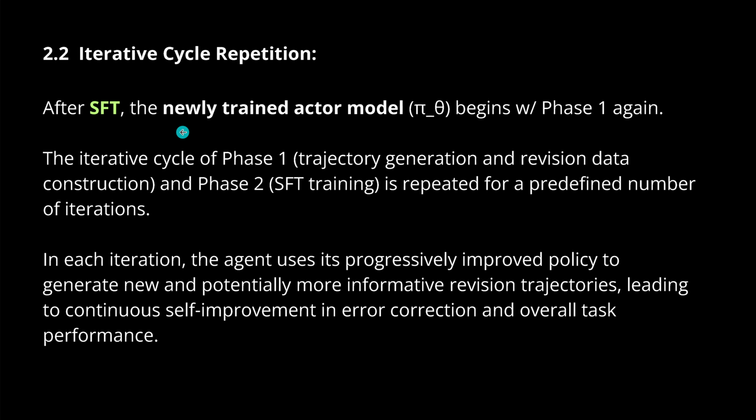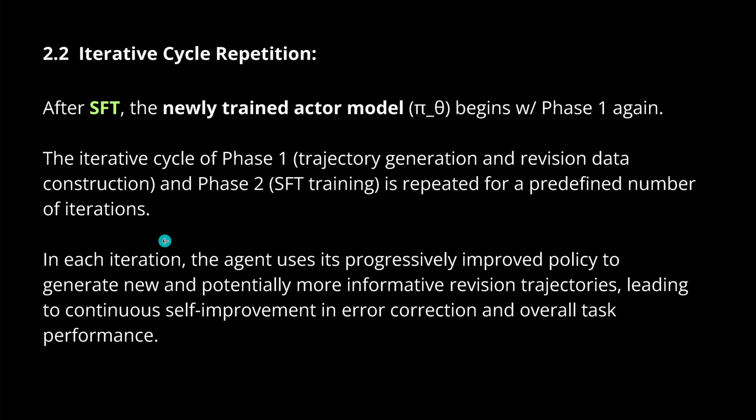And you're not going to believe it, this is now an iterative process. So after the supervised fine-tuning, we have a newly trained actor model, and we start with the phase 1.1 again. Iterative cycle of phase 1, trajectory generation, and revision data construction, and phase 2, supervised fine-tuning, is repeated for a predefined number of iterations. And this self-learning is what I would recommend that you have in your new AI agent.